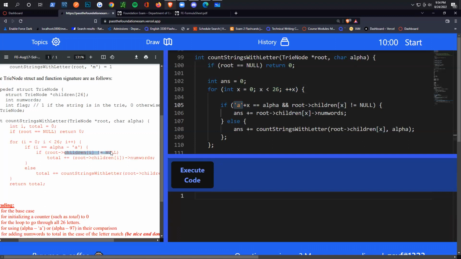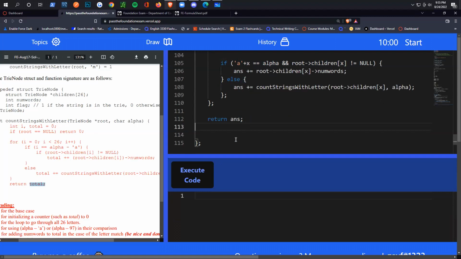So it gives you the same thing. And they also check if root does not equal null, because if it's null, then you can't reach into it. So they just did two ifs. I put them together, but you could have nested them as well. Same difference, same logic. Else recurse, and then return total outside. So that's about it.